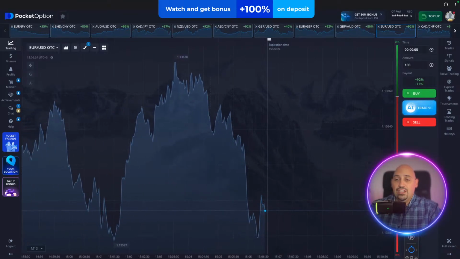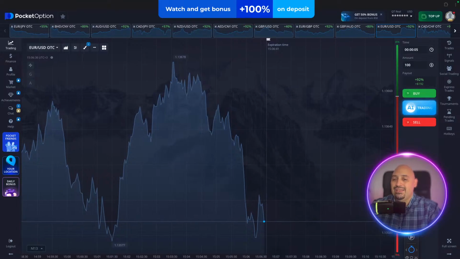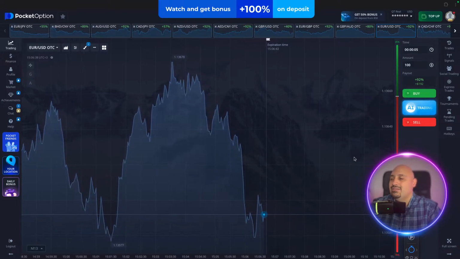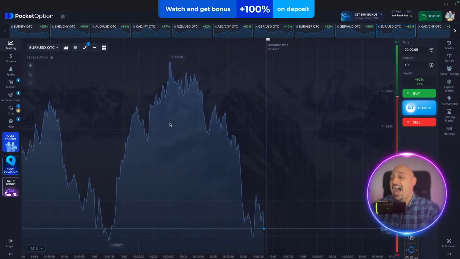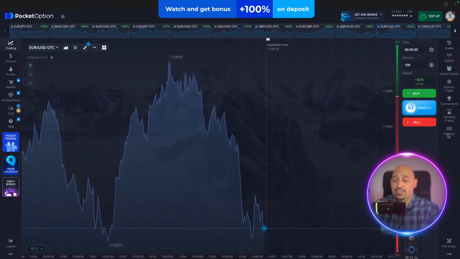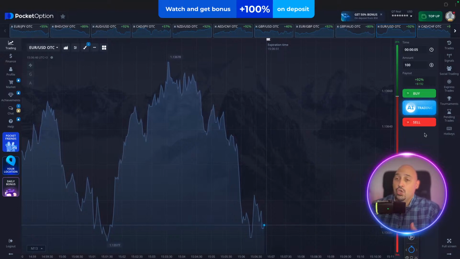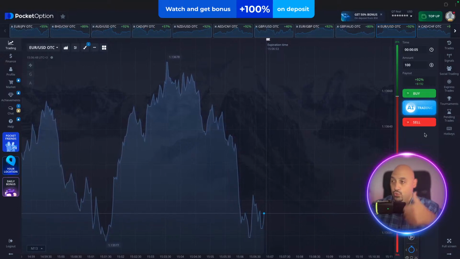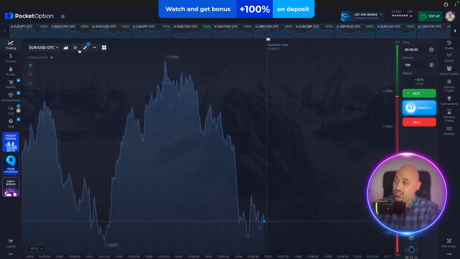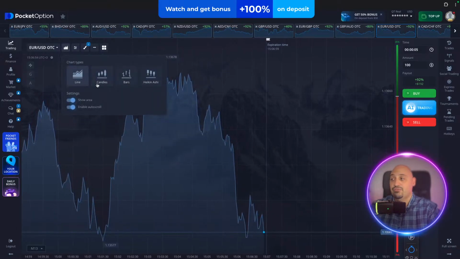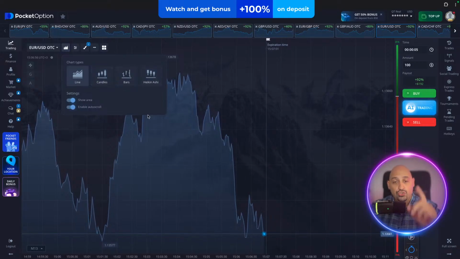So the line chart, guys, there's nothing more to talk about. It is not so interesting in my eyes, in my perspective. I personally also never use it, but I would love to know, guys, what do you guys use? Do you use the bar chart? Do you use the line chart? Do you use the Heiken Ashi chart? I'd really love to know, which one of these charts do you use?